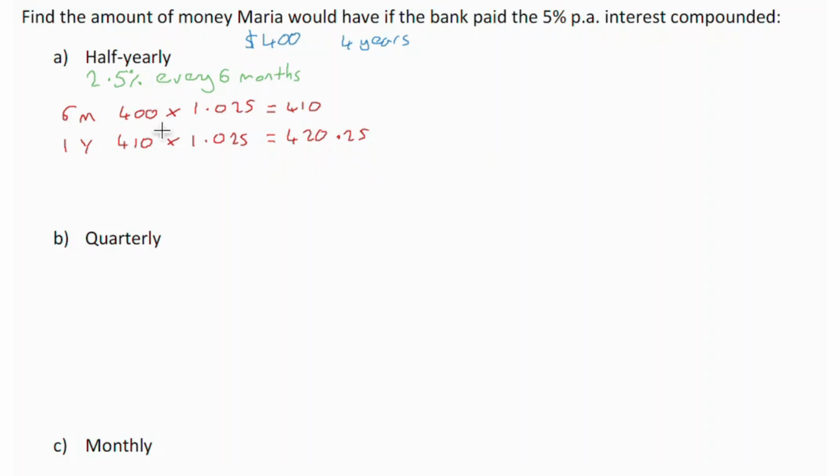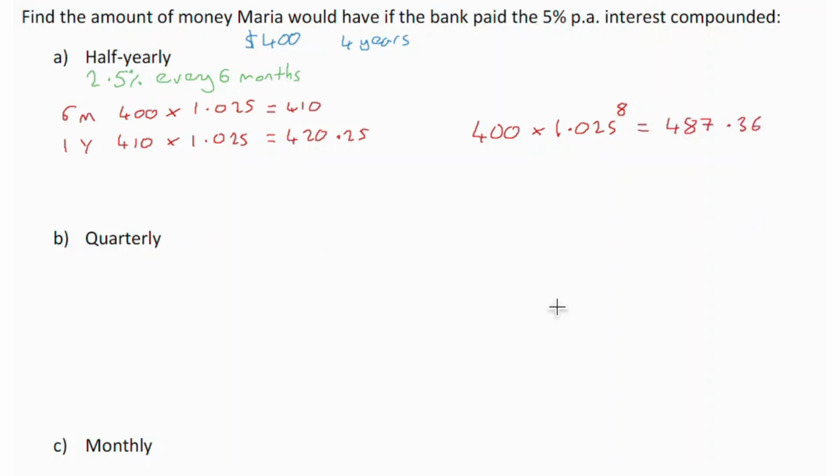Now we could go through this process until we get to 4 years, but we could actually instead start with 400, and we're always going to be multiplying by 1.025. But how many times are we going to multiply by that? Well, if it's 4 years in total and she's paid every 6 months, that means she's going to be paid 8 times. So our principal value times by our interest rate, which is half of what the annual rate is, and the power is going to be 8. And this time we get 487.36.